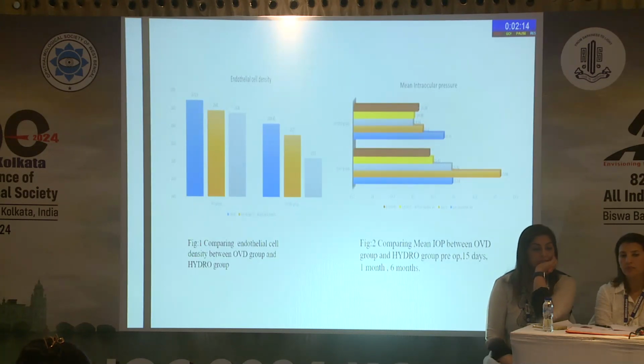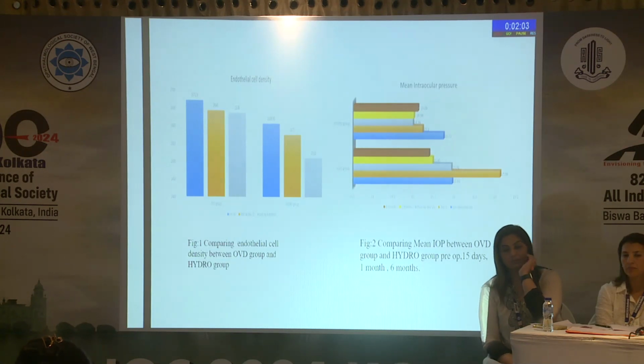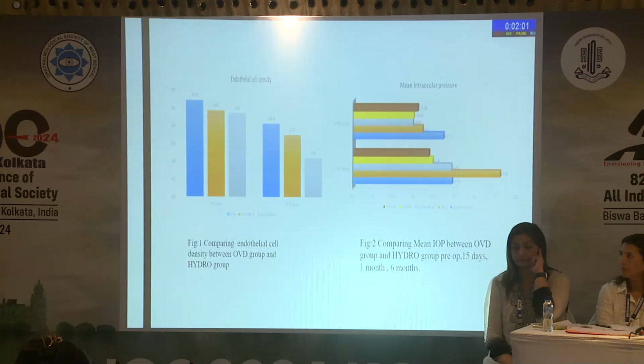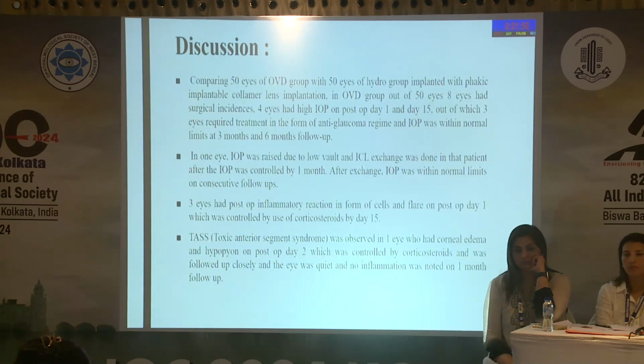Mean IOP was very high in the OVD group, while compared to the hydro group it was less. On the first day, the OVD group had a mean IOP spike of 17 millimeter of Hg, while the hydro group was only maintaining 15 millimeter of Hg. So to discuss this topic, 50 eyes were compared in each group.